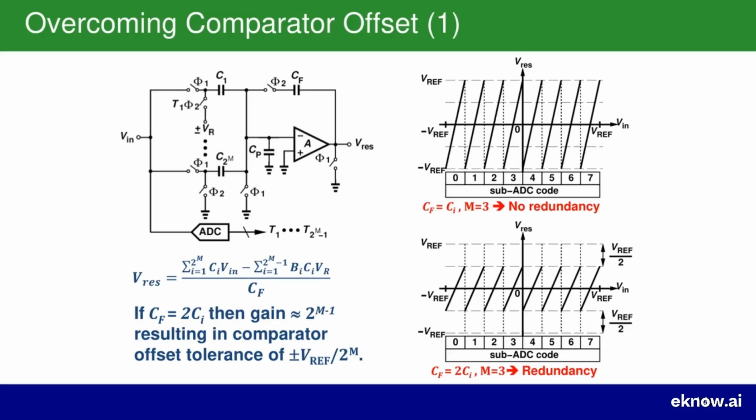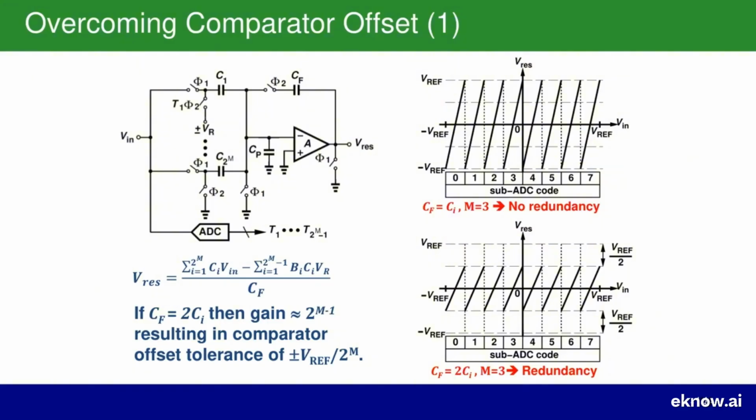Take a look at the two graphs on the right. They both plot the residue voltage, VRES, which is the output of this stage, against the input voltage, VIN. The top graph shows a standard setup with no redundancy. In this case, for a 3-bit stage, where M equals 3, the residue voltage swings all the way from positive VREF to negative VREF. It uses the entire available range.